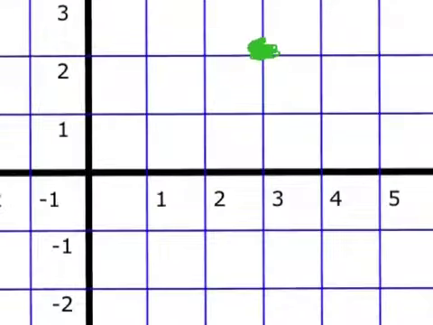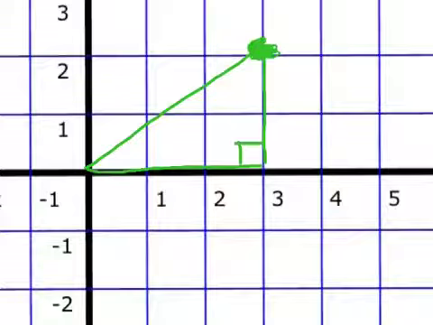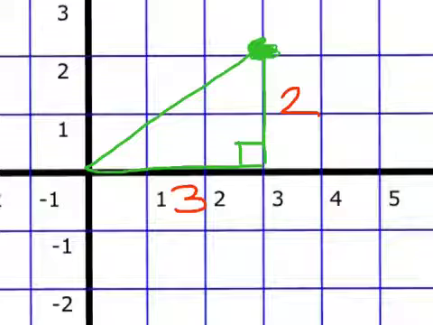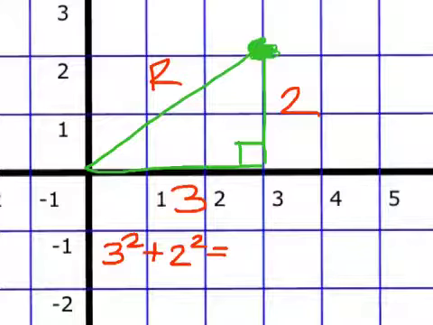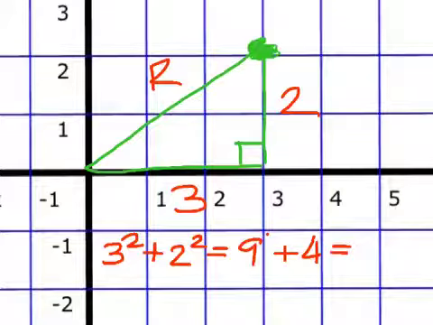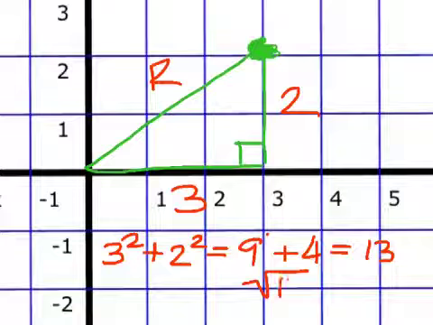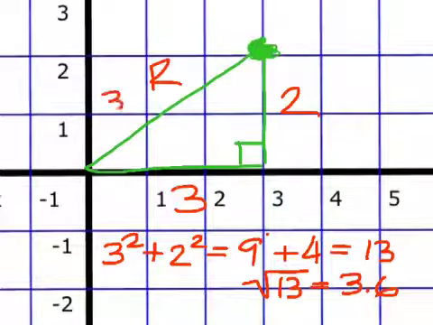We'll zoom in on this like so. Draw the triangle. This will be a right angle. And this is going to be 3. This is going to be 2. The first thing you have to do is find the value of r. You're going to find that by doing 3 squared plus 2 squared equals 9 plus 4, which is 13, but you must find the square root of 13. The square root of 13 comes out to be 3.6. That is the first thing that we find.